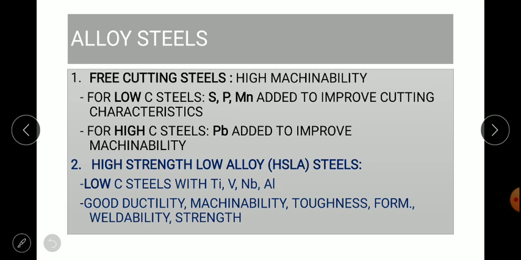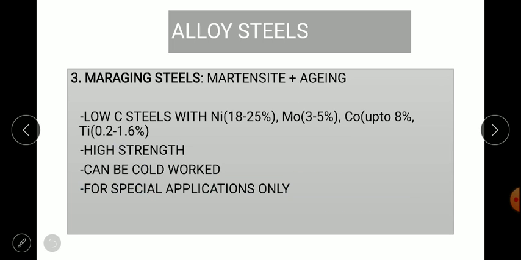Now the second type of alloy steel is high strength low alloy steel. What is high strength low alloy steel? High strength in the sense the steel has very good toughness and very good strength, but without adding much alloying element; the content of alloying elements such as titanium, aluminum, vanadium, etc. is very low. This type of steel is preferably used for marine applications.